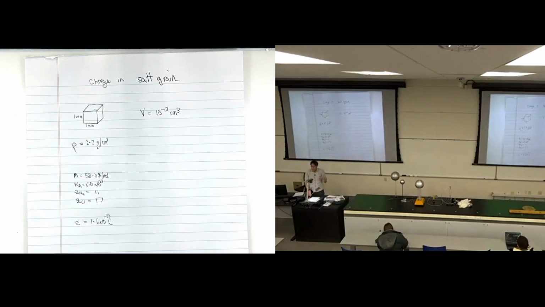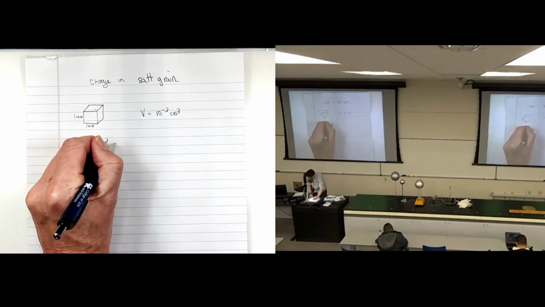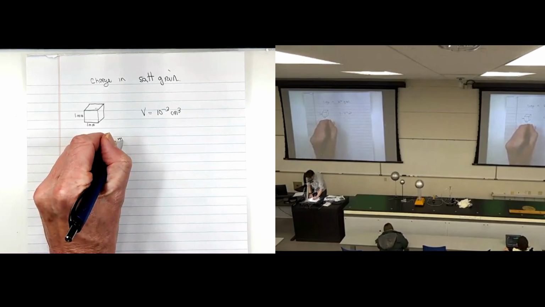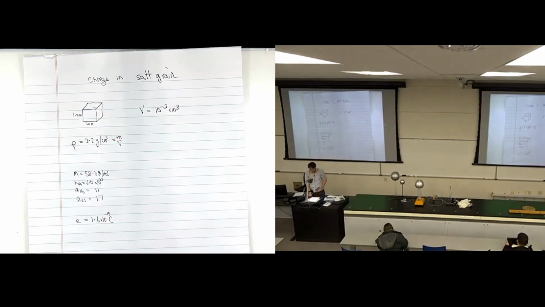My route to finding the charge of the grain of salt is, my next step was actually to calculate the mass of the grain of salt. And calculating the mass of the grain of salt, I'm going to use the density of the grain of salt, which I just looked up on Google. That's all I did. Density is mass over volume, right? If I know the volume and I know the density, I can find the mass.